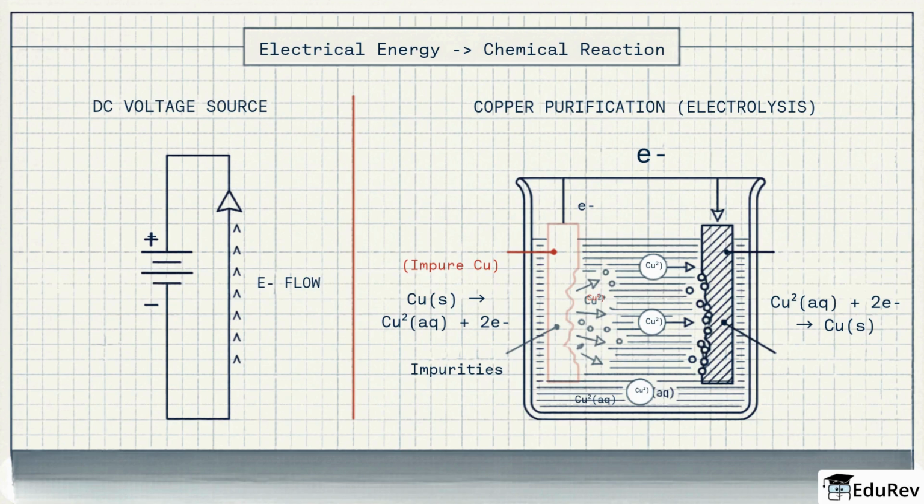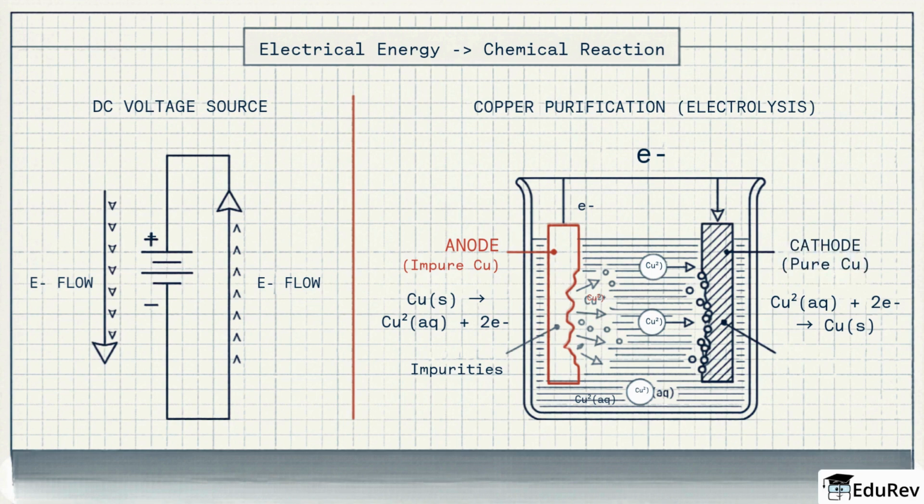Electrolysis is the process in which electrical energy is used to force a chemical reaction. The power source pushes electrons through the circuit. The anode is the positive electrode where oxidation happens, and the cathode is the negative electrode where reduction happens. Inside the electrolyte, cations move toward the cathode and anions move toward the anode. In the copper purification setup, impure copper acts as the anode and pure copper as the cathode. So copper dissolves from the impure side and deposits on the pure side while impurities are left behind.